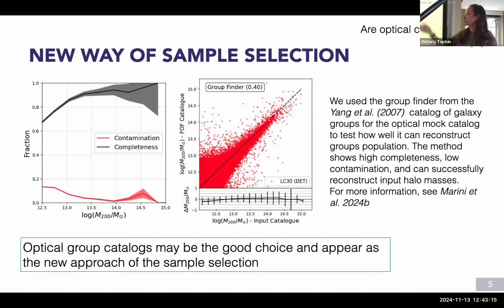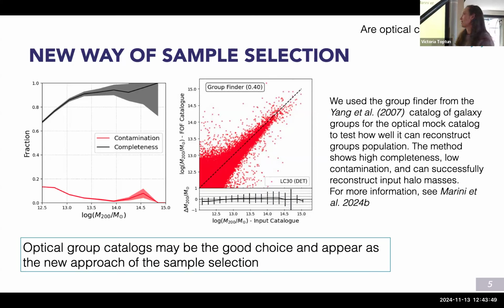And here I'm showing the results for one of the catalogs, Yang 2007, based on SDSS, and for group finders used for that catalog. We can say that we see a high completeness over the whole mass range, and also not that big contamination. And also when we're comparing the masses that we have in the input catalog from simulations with masses that we can reproduce by this friends-of-friends algorithm, we see that they are in really nice agreement with each other.